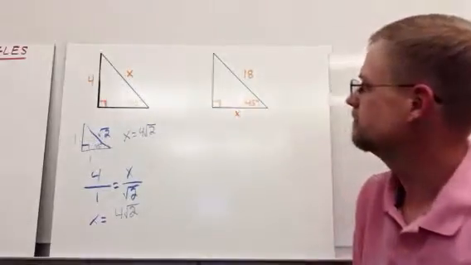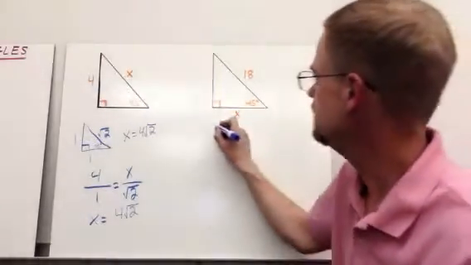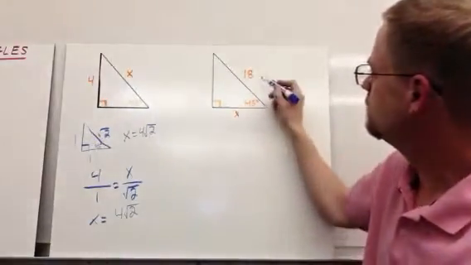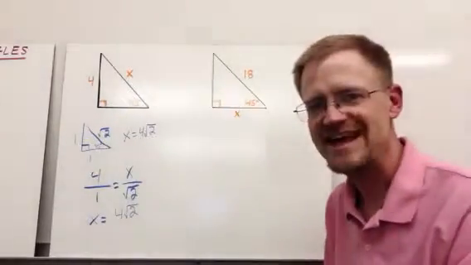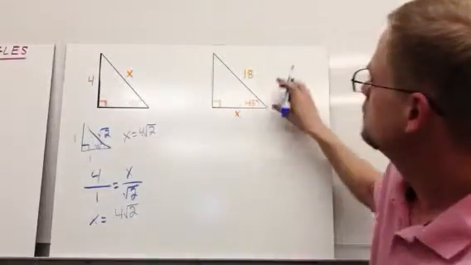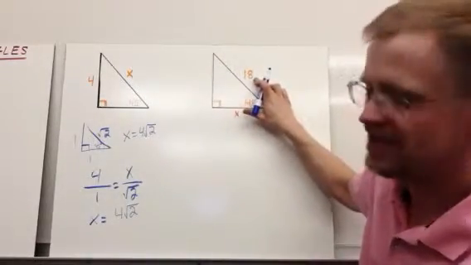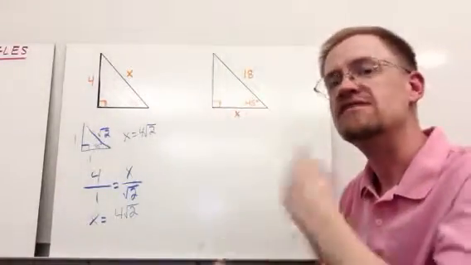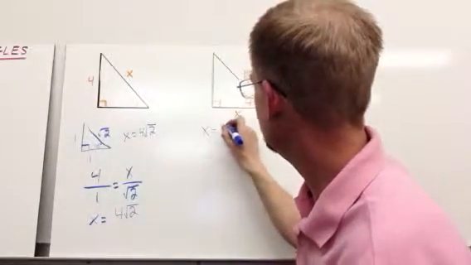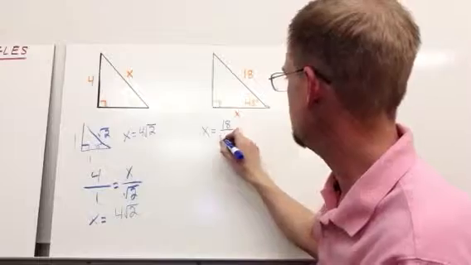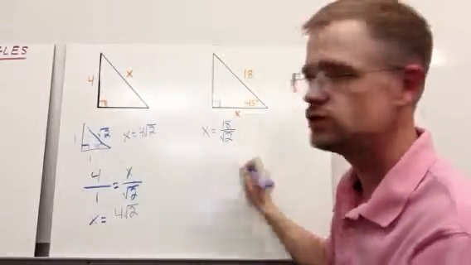Let's look at another. Again, we'll first go intuitively. Our hypotenuse is 18. We want to find our leg length, which is x. So, to go back, we'll do 18. We're going to divide by the square root of 2. So, x is going to equal 18 divided by the square root of 2.